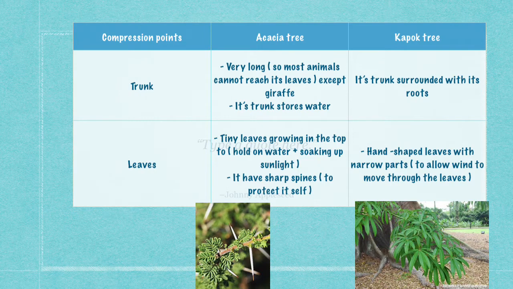Its leaves have sharp spines. Why? To protect them from hungry mouths of animals. But the kabak tree has hand-shaped leaves with narrow parts, and that allows wind to move more gently through the leaves without tearing them. These two pictures show the differences between acacia leaves and kabak leaves.